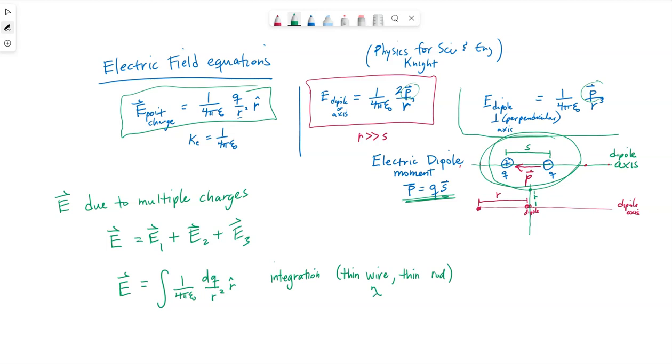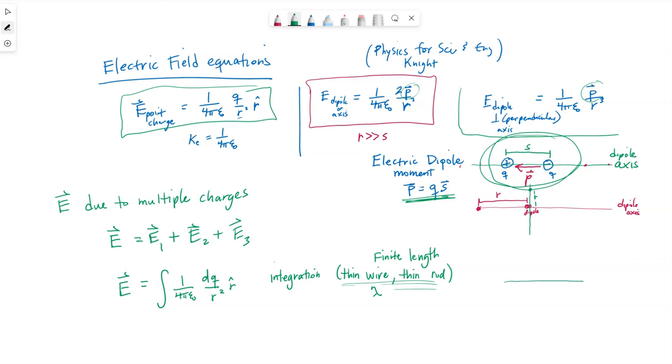Some sort of linear charge density. Technically, integration can be done for surface charge densities and volumetric charge densities. We're not going to ask you to integrate in those situations, but you do need to know how to set up the integration in the case of a thin wire or thin rod. And by this, we essentially mean a finite length.